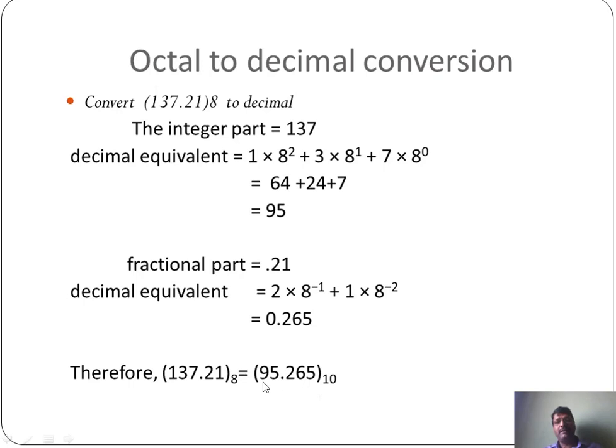So combining both results, finally we will get decimal equivalent of octal number 137.21 is 95.265. So here what we have to remember? We have to remember positional weights of digits from octal point towards left, that is integer part, it is increased, and for fractional part it is 8 raised to minus 1, 8 raised to minus 2 and likewise.